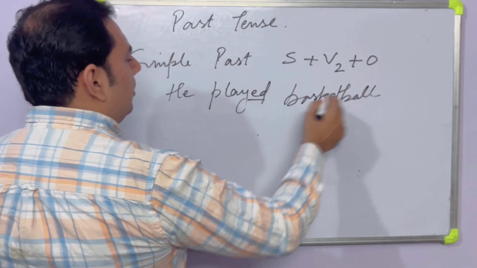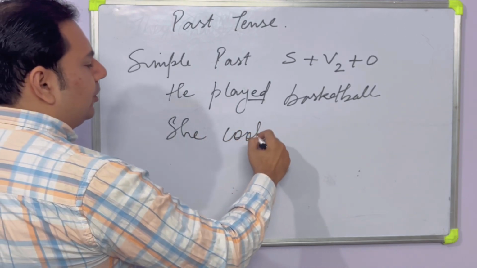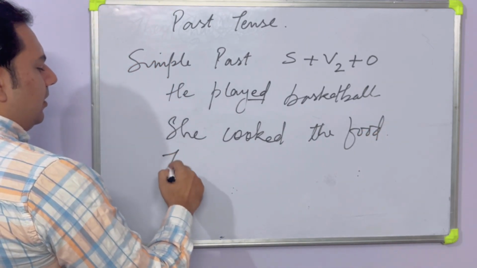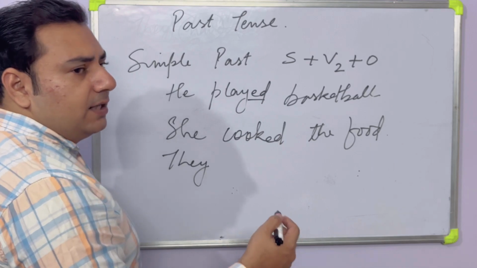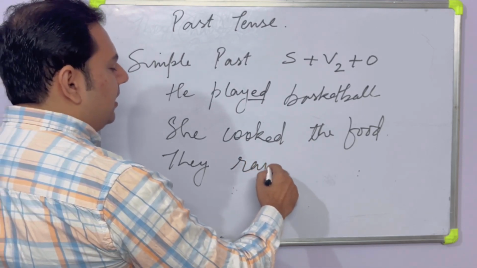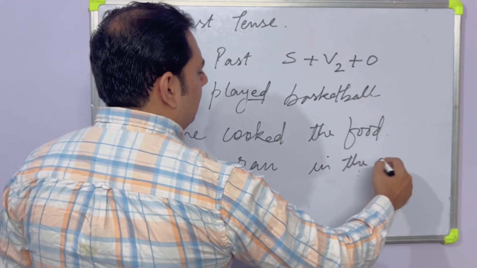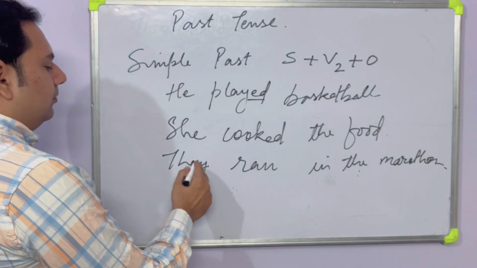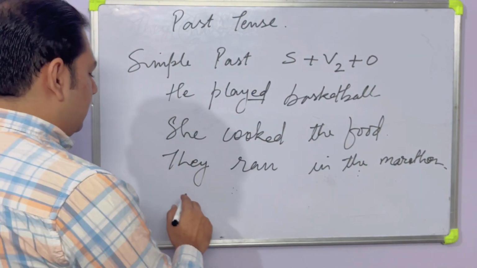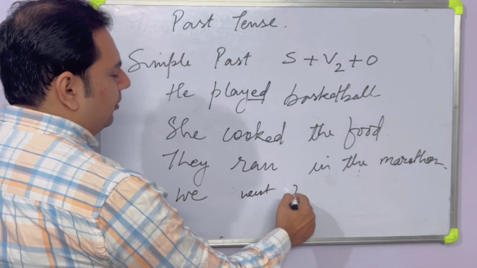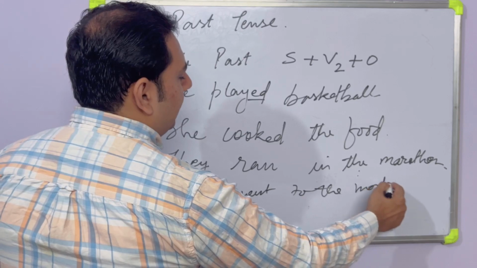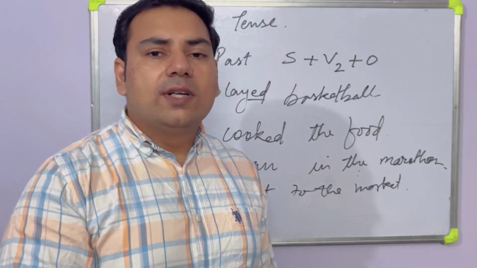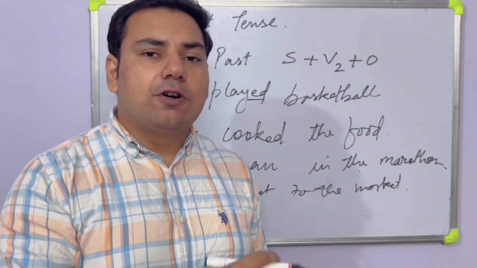He played basketball. She cooked the food. They ran in the marathon. So this is how you can just write it down. And we went to the market. The second form of the verb go: go, went, gone. So gone is the third form, but we have to use the second form in the simple past tense.